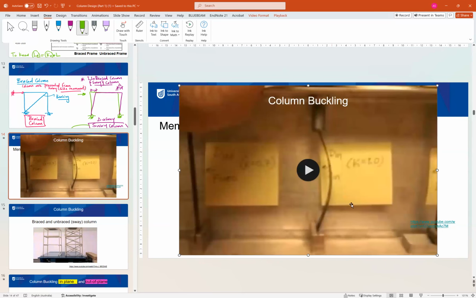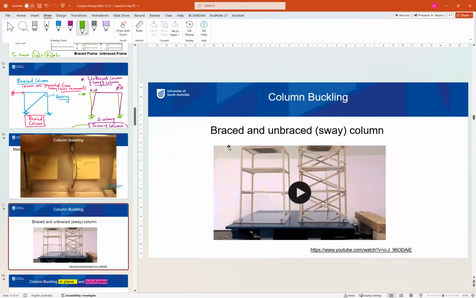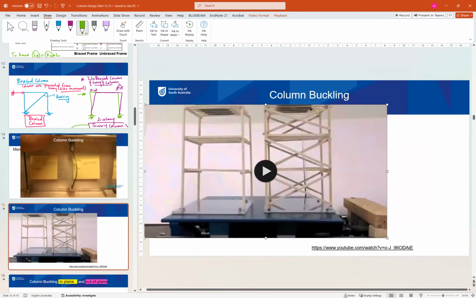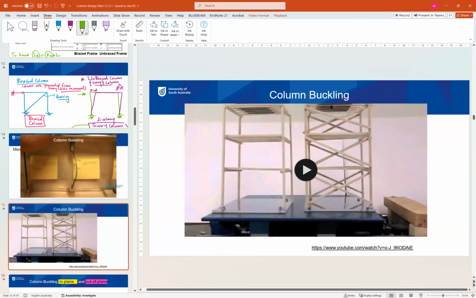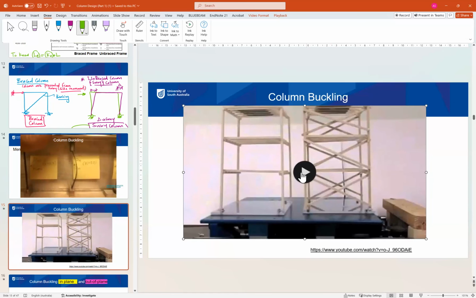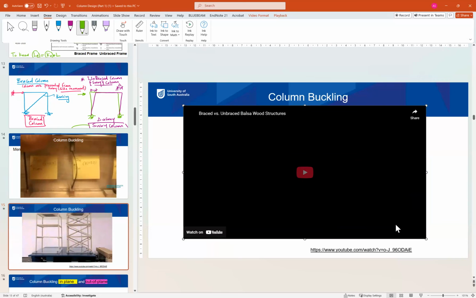Okay guys, thank you. So this video shows the different end conditions and the effect of the end condition on the buckling shape. Another video here will show us the difference between braced and unbraced frame. So let's have a look at this one as well.